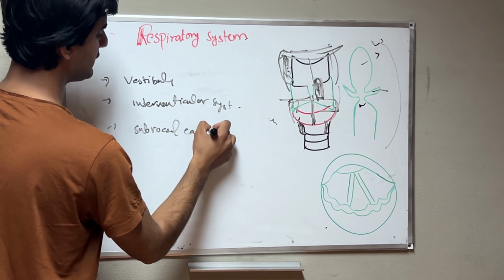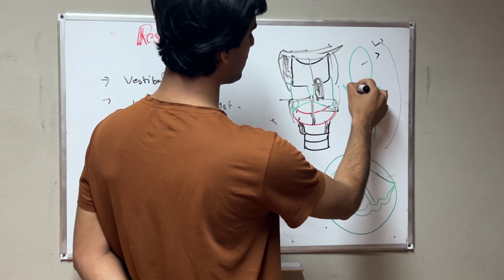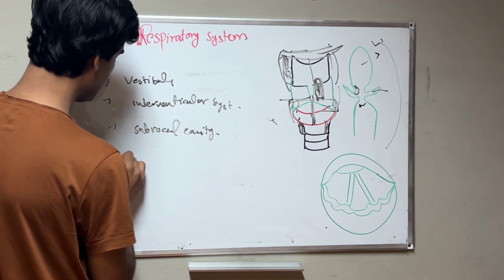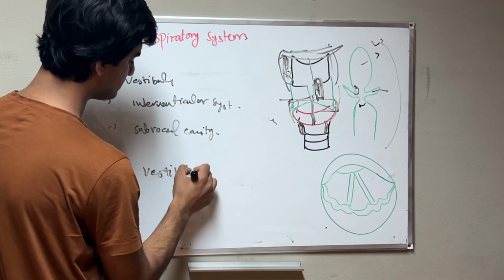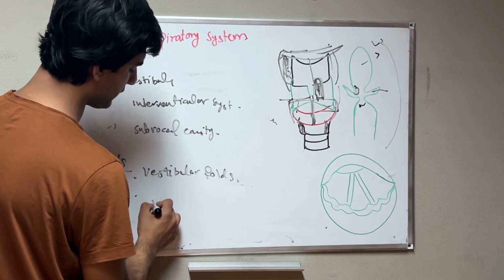First we will talk about the vestibule. This is the vestibule. And in the vestibule we have two types of folds in the larynx. We have the vestibular fold, and then we have the vocal folds.